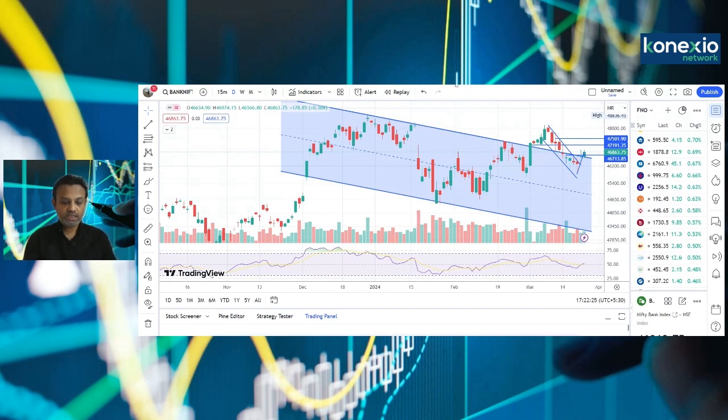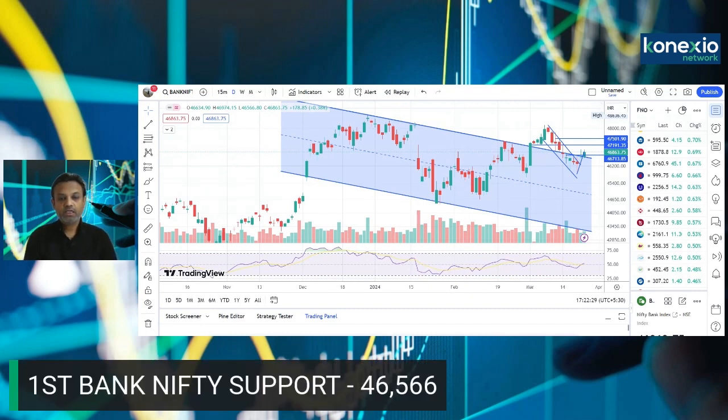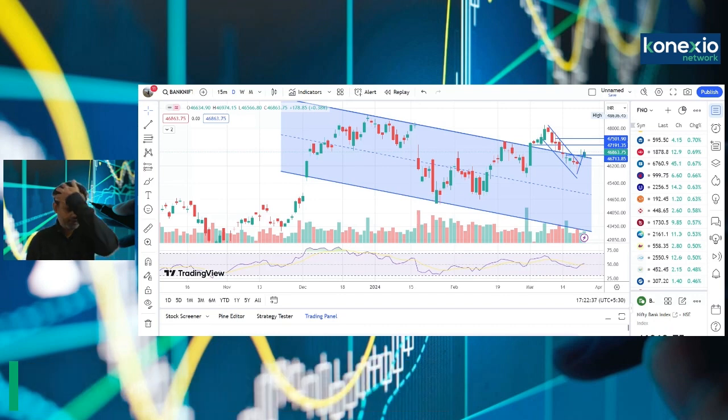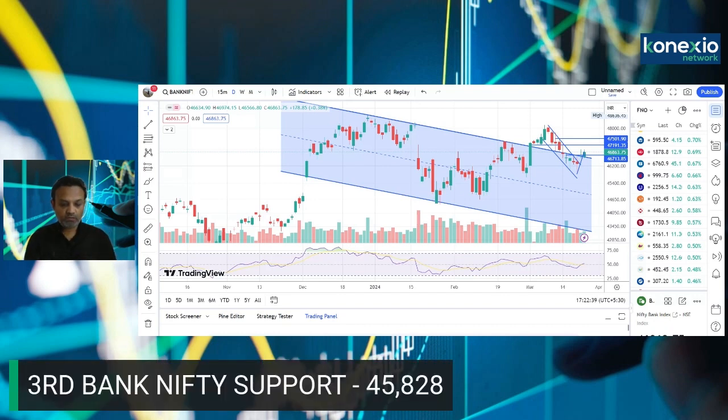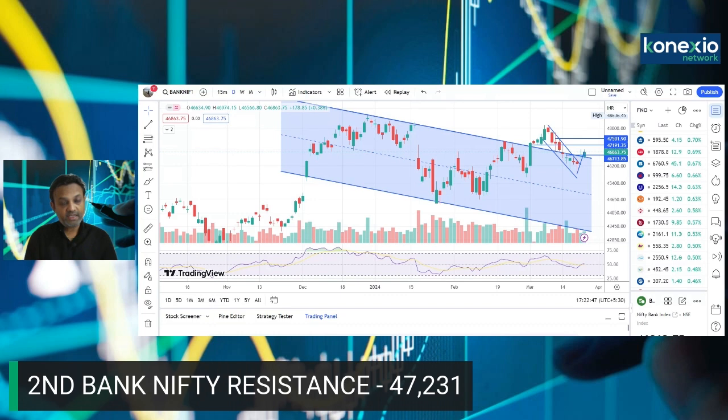So friends, now let us discuss the important supports and resistance levels in Bank Nifty for the next week. The first support in the Bank Nifty is placed around 46,566. Below that, the second support is placed around 46,310, and third support is placed around 45,828. On the upside, the first resistance is around 46,900.